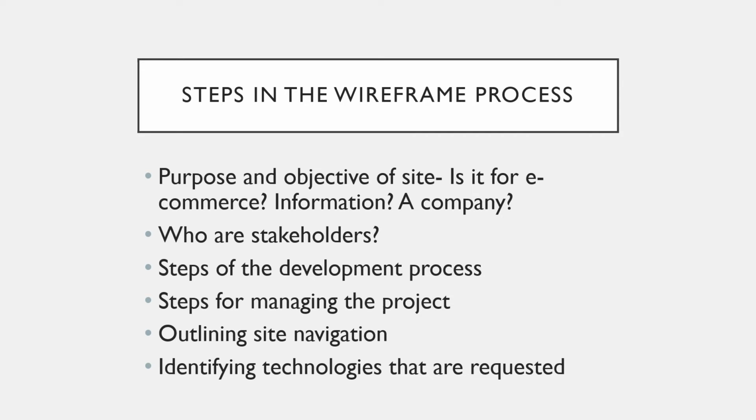So the steps of the wireframe process. First is the purpose and objective of the site. Is it for e-commerce? Are you going to sell stuff? Is it for information? Or is it for a company? You want to make sure that you have the purpose and the objective down first thing. Who are the stakeholders? Your stakeholders are going to be the people that are going to be actively using your website. And you want to make sure it works for their needs and that it's aligned to what they need in order to do their job.